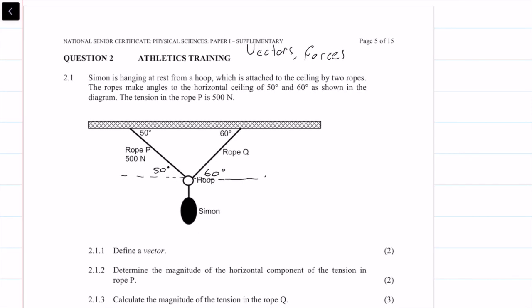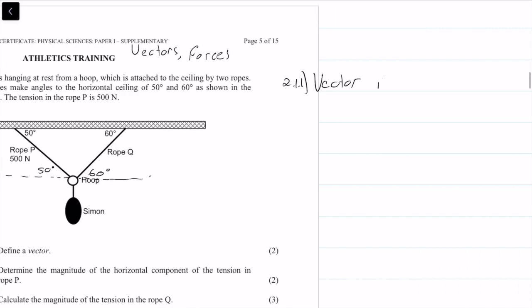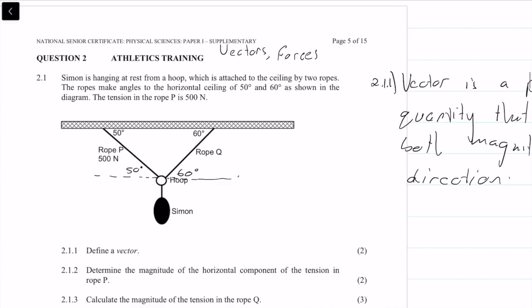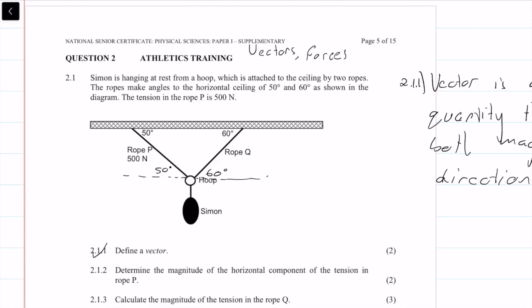Question 2.1.1, define a vector. A vector is a physical quantity that has both magnitude and direction. And for that definition, we get 2 marks.